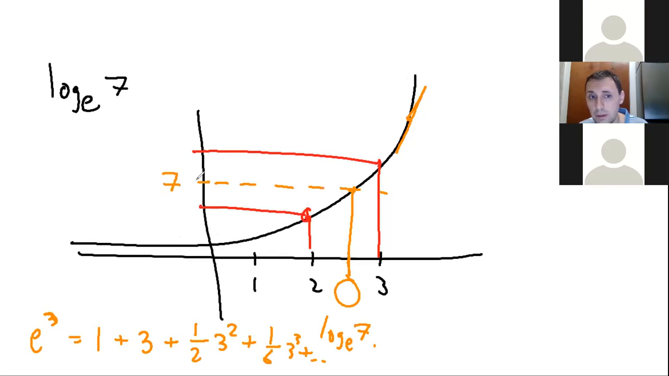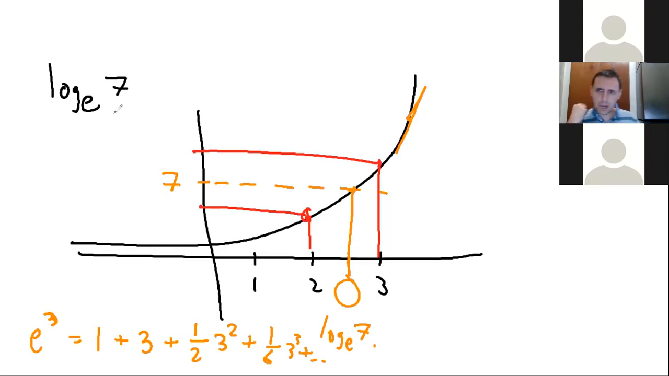By the intermediate value theorem, I know that if I plug 2 into e to the x, e squared is going to be too small. I will not get 7. If I plug 3, it is too large. I get something more than 7. By the intermediate value theorem, there will be a value between 2 and 3 that solves this equation. So log base e of 7 exists. I know it exists. Good.